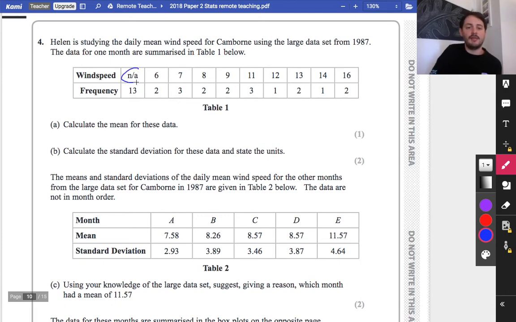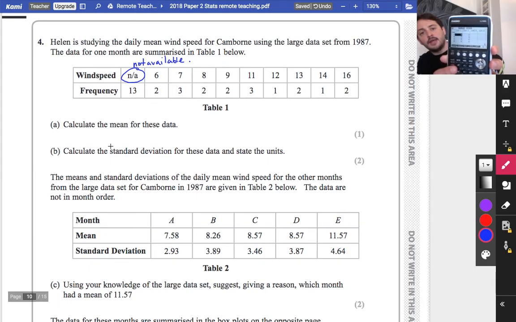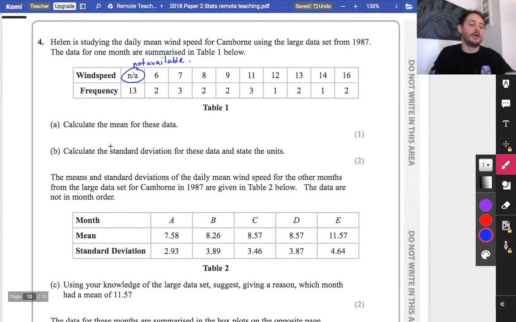Okay, NA means that the data is not available. It doesn't mean 0, so we just can't use this at all. Now, A and B don't really require any kind of math, it just requires you being able to type it into your calculator. I've already typed mine in. I have a graphics calculator, so if you have a ClassWiz, maybe someone can show you how to do this. But I've got it typed in. Hopefully you can see the numbers down here. Once you've got them typed in with the wind speed down one column and the frequency in the other, all you then need to do is work out those variables. So it's a one variable calculation.